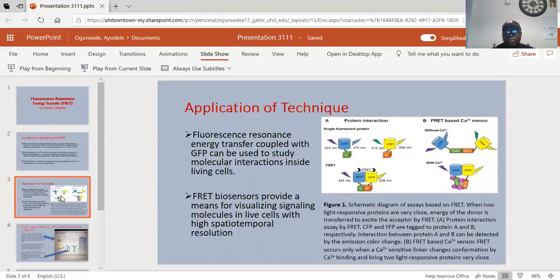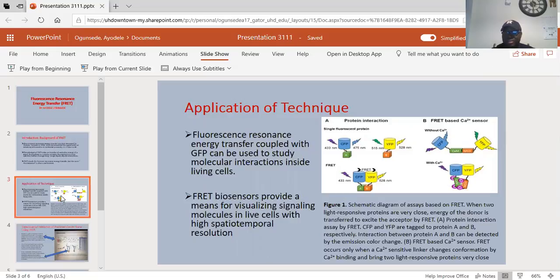Application of technique. Fluorescence resonance energy transfer coupled with GFP can be used to study molecular interactions inside living cells. FRET biosensors provide a means for visualizing signaling molecules in live cells with high spatiotemporal resolution.